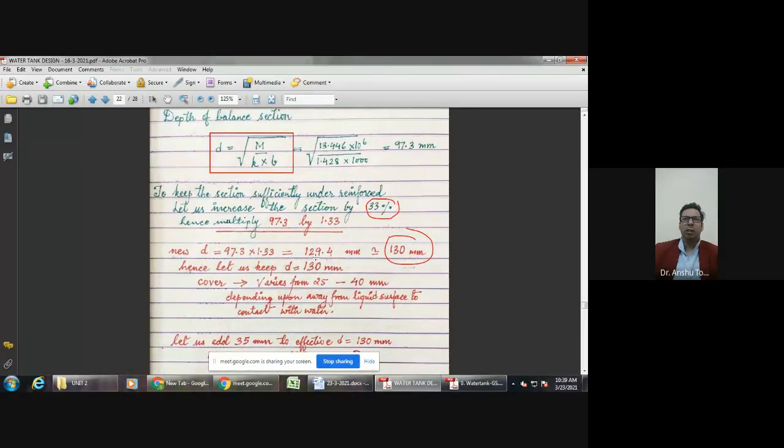This is the effective depth. You will have to add cover also to it. As I have told earlier, the cover varies from 25 to 40 mm, depending upon whether it is on the water face side. If it is the inner side, that means it is in direct contact with water, then you can take 40 mm, because chances of corrosion are higher. If it is the outer side, you can also take 25 mm. So net becomes 65, but the effective depth is from one face.